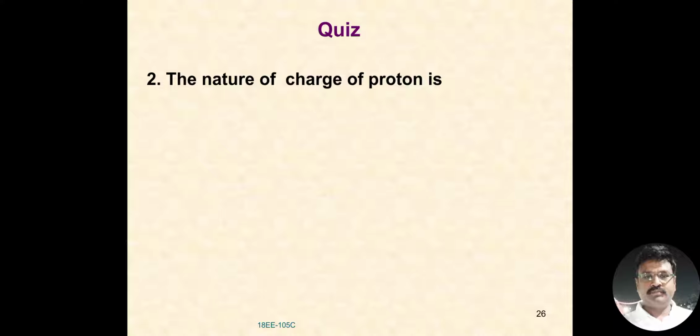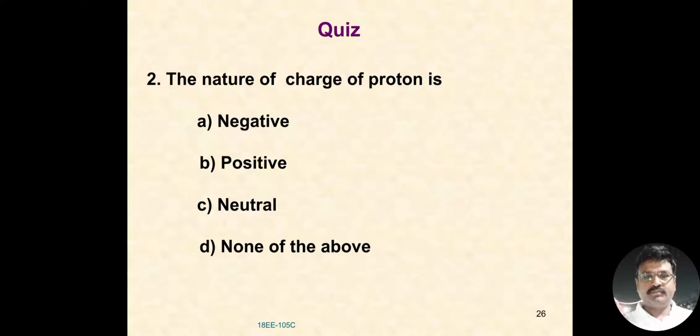The nature of charge of a proton is: negative, positive, neutral, none of the above. The correct answer will be positive. It means the proton is a particle which is positively charged.